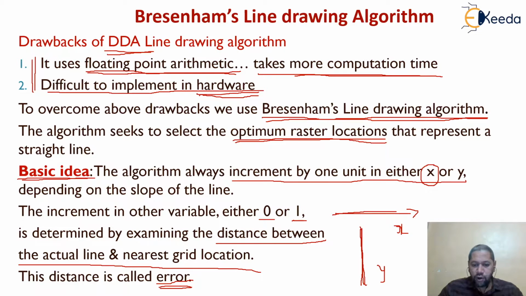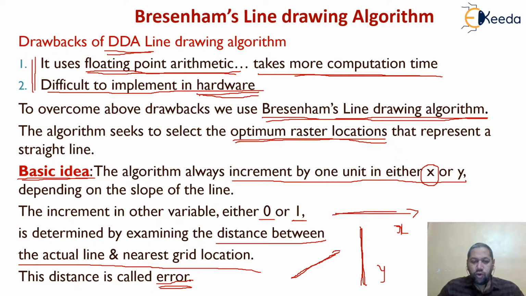If I draw a diagonal line, what will happen? The x is also incremented and y is also incremented, so both will be incremented by 1. So this is the basic idea behind the Bresenham's line drawing algorithm.